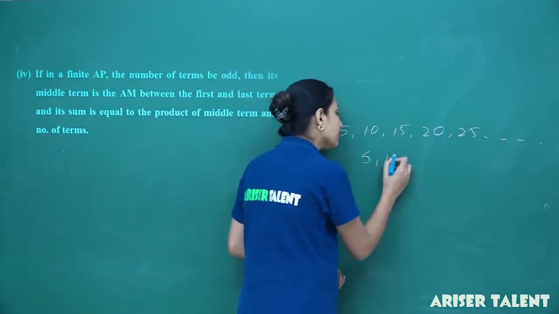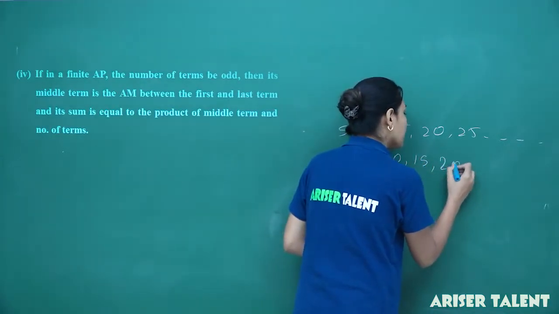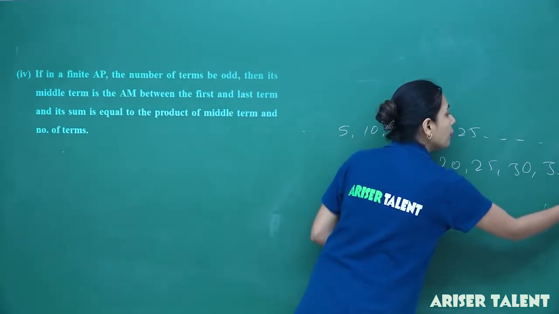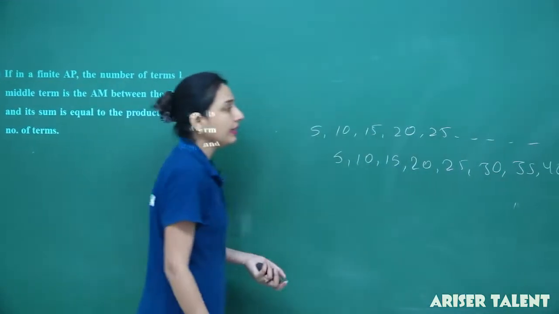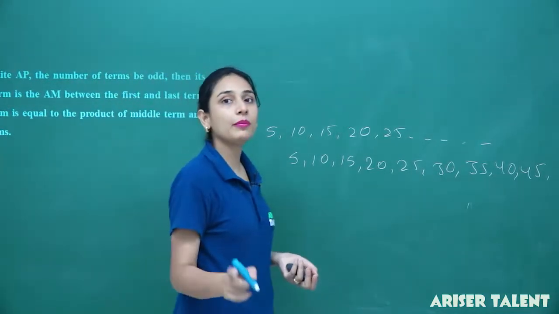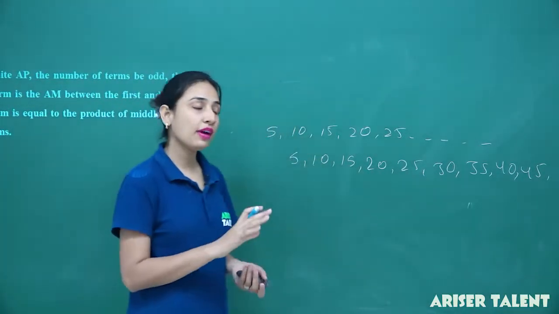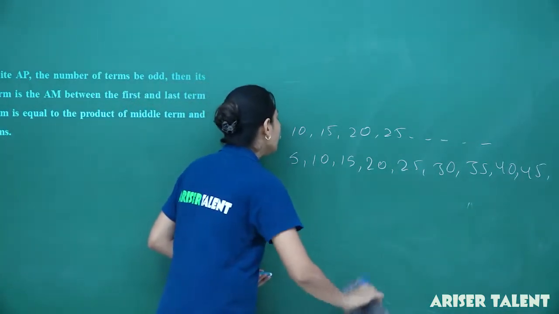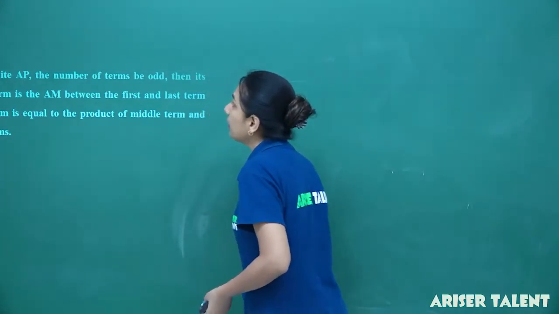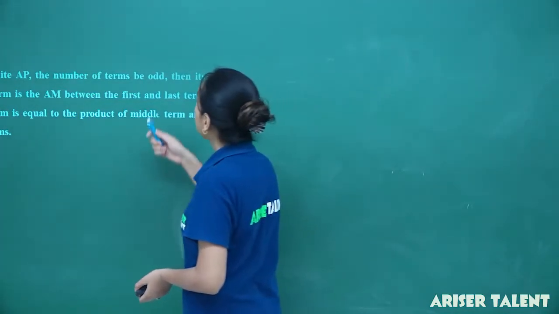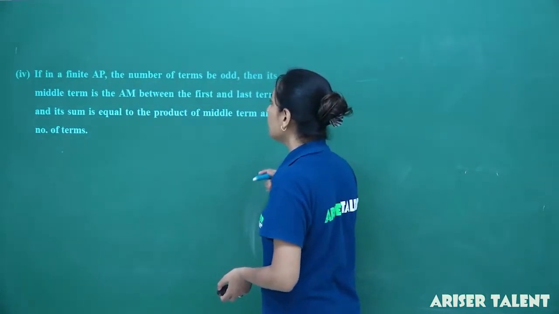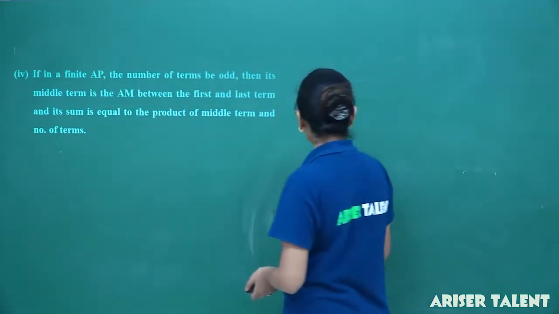If I write 35, 40 and 45, I am stopping here at 45. So if I stop at 45, that means this AP is finite, and I am talking about only finite APs here. If the number of terms is odd, then the middle term is the AM between the first and last term.